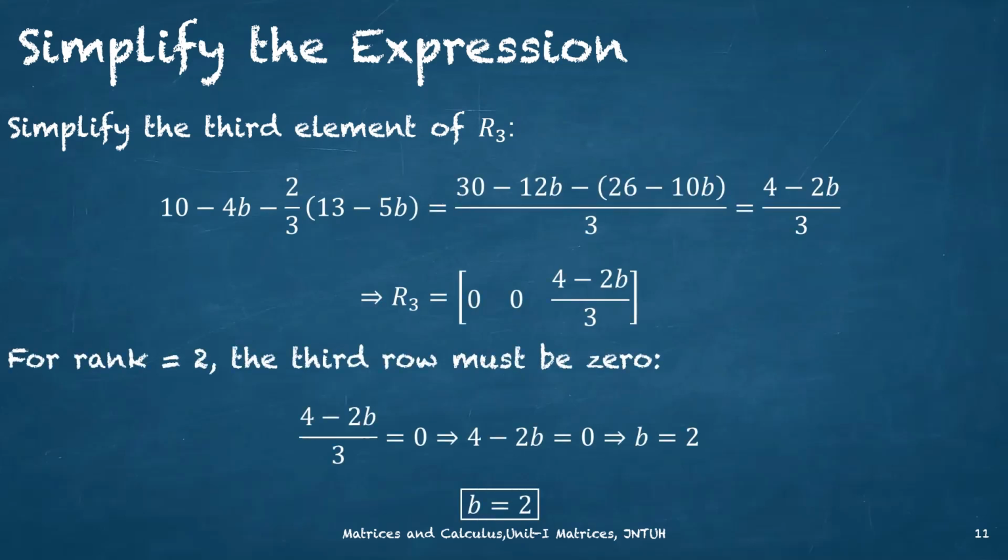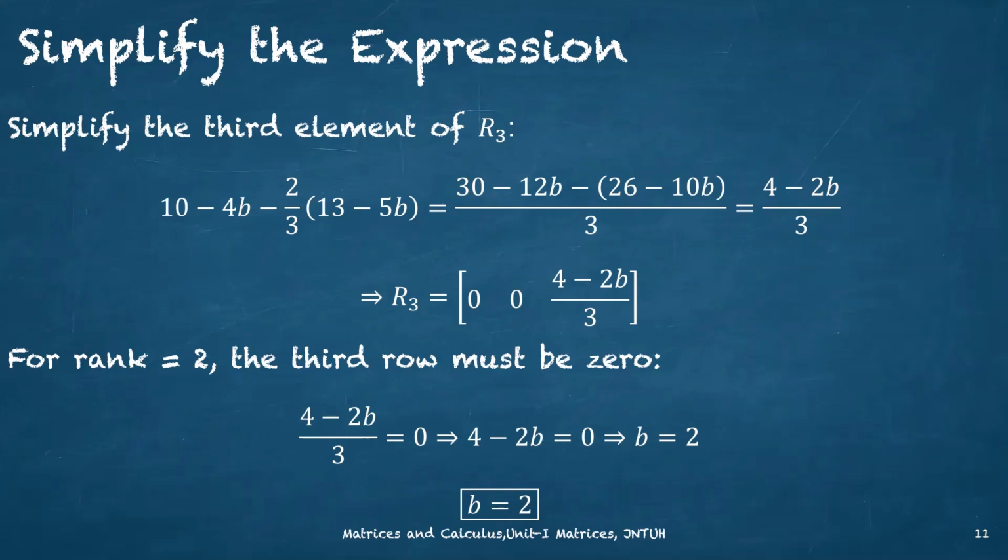Simplify the expression. Now let's simplify the third element of row 3. We have the expression 10 minus 4B minus 2/3 times (13 minus 5B). To simplify this, we first expand the expression. It becomes (30 minus 12B minus 26 plus 10B) divided by 3. Solving this, we get (4 minus 2B) divided by 3. So the third row becomes 0 0, (4 minus 2B) divided by 3.